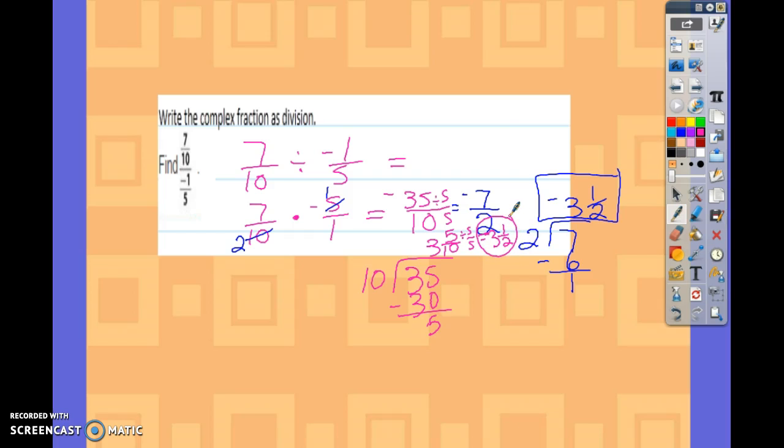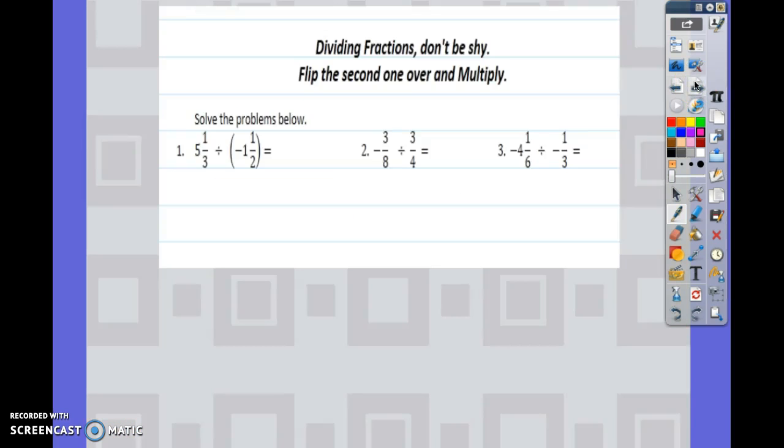So there are several ways that you can do that. I would suggest that you simplify before you multiply because your numbers are smaller, and so it will be easier. But you do not have to do that. You can multiply top times top, bottom times the bottom, and simplify later. It's your choice. We have a little phrase to remind us what to do. Dividing fractions, don't be shy. Flip the second one over and multiply.